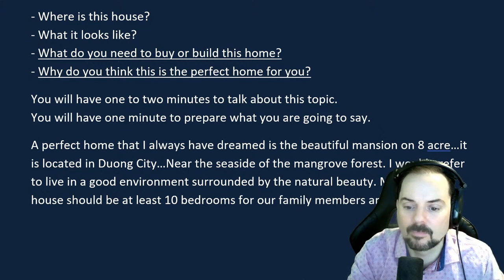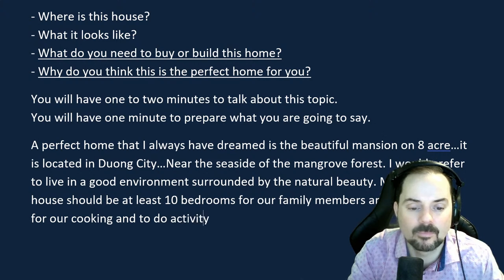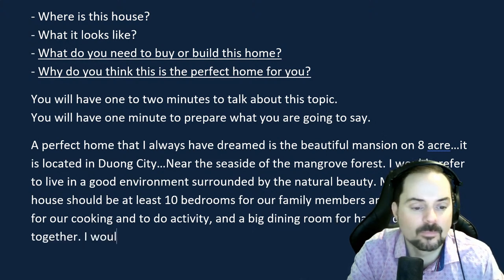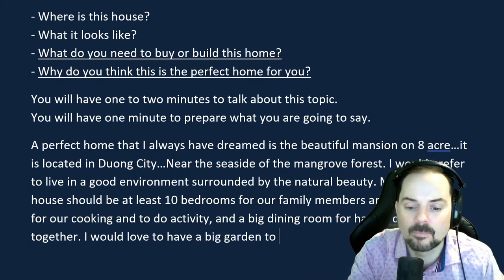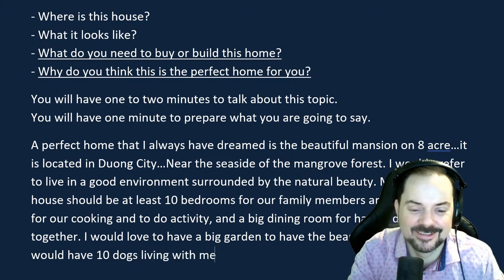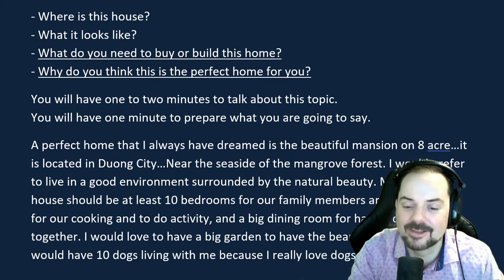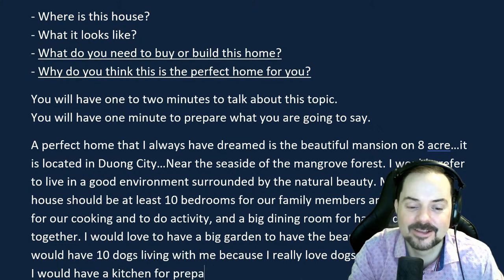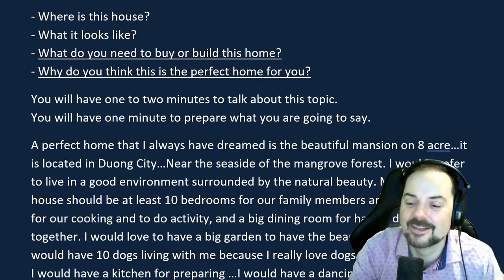and a big kitchen for cooking and doing activities, and a big dining room for having dinner together. And I love to have a big garden to plant beautiful flowers, and I would have 10 dogs living with me because I really love dogs. And to feed my pets, I would have a kitchen to prepare dog food, pet food. And I love dancing. I would have a dancing room and singing room for dancing and singing with my family, or sometimes when my friends come to visit, I would Okay, I'm going to stop you there.